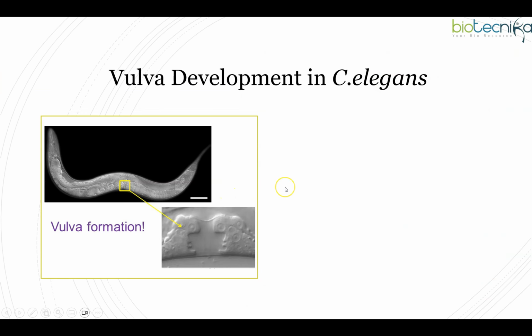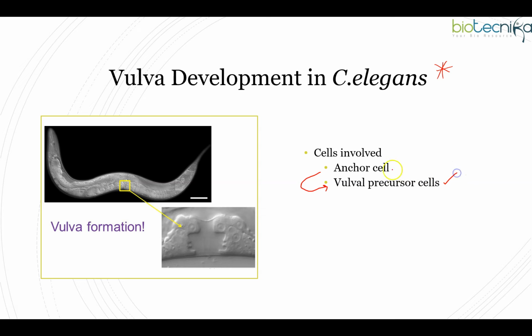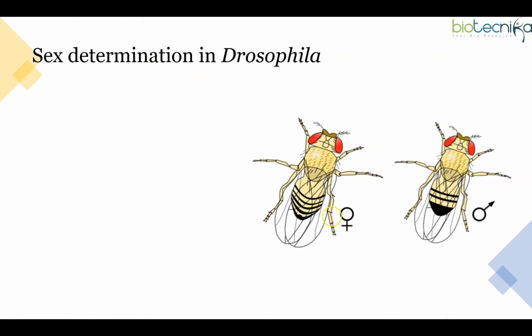Okay, vulva development, every time question will be there, so you can take it as a sure shot topic. What are the cells involved? Anchor cell is there which gives the signal to vulval precursor cells. So you should know the cell names, the anchor cell, what type of signaling events will be there. Mutational analysis, if you mutate, overexpress, or if you do a negative mutation, then what will happen?